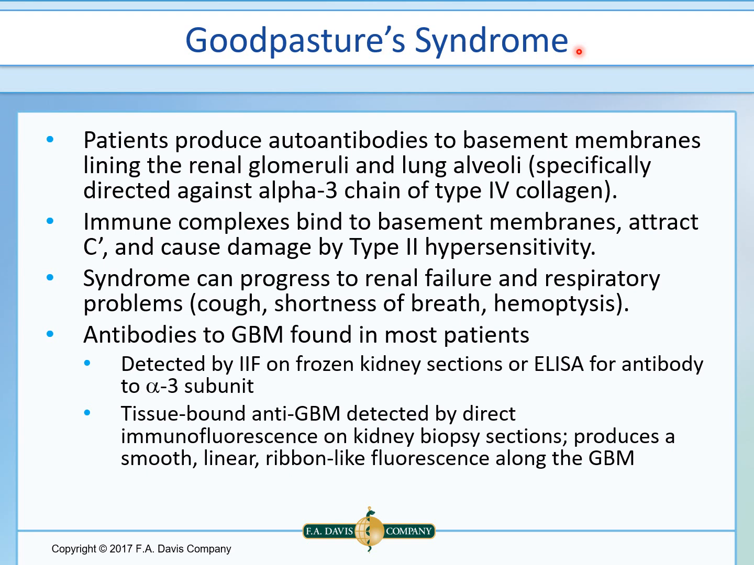Antibodies to the glomerular basement membrane are found in most patients, and this can be detected by indirect immunofluorescence on frozen kidney sections or ELISA for antibody. Tissue-bound anti-glomerular basement membrane detected by direct immunofluorescence on kidney biopsy section produces a smooth, linear ribbon-like fluorescence along the glomerular basement membrane.